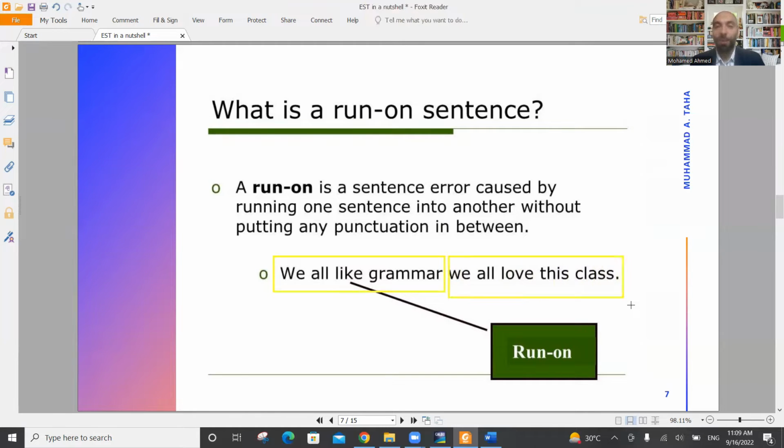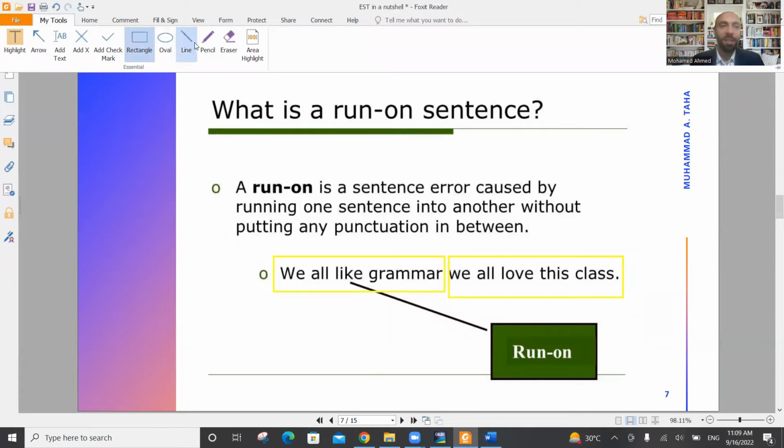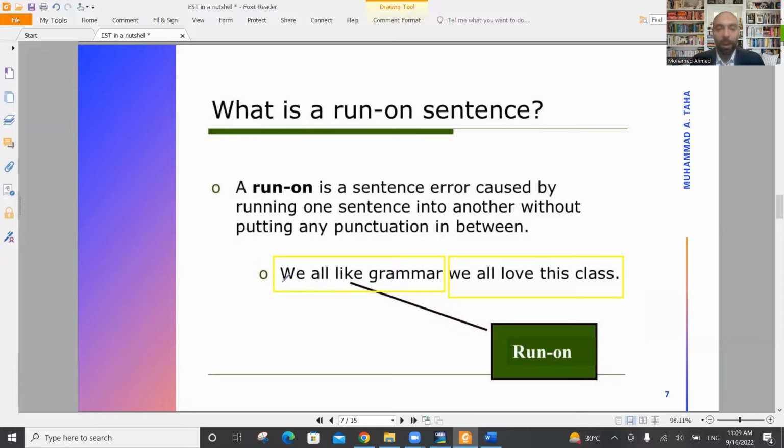So what here? We have two sentences actually. First one, we, the subject. Let's underline it. We, here, this is the subject. And like, okay, it is the verb. And the other one also we have we and love. So we have subject, verb, and complete thought. We have all the components of a sentence. So you have two sentences.